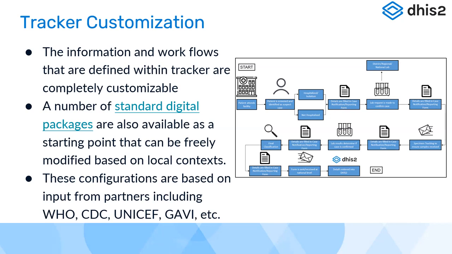So for example, if your ministry wants to set up a collection of TB related data in your country and you don't want to start from scratch and you are more interested in establishing an information system according to globally accepted standards, what you can simply do is set up your DHIS2 instance and then install this metadata package, which comes bundled together. And once you do that, you can have a DHIS2 tracker instance up and running in no time. But of course, you might have to customize it based on your country requirements. And these configurations that we mentioned as digital metadata packages are based on inputs from various partners, including WHO, CDC, UNICEF, and Gavi, and many other partners.